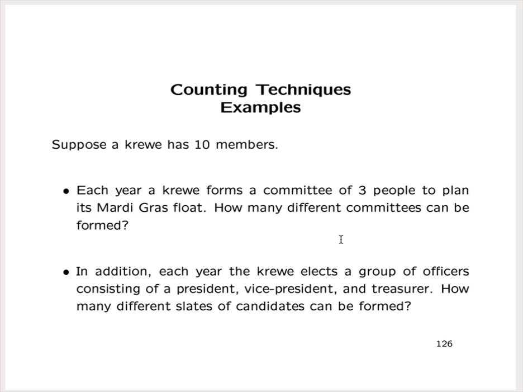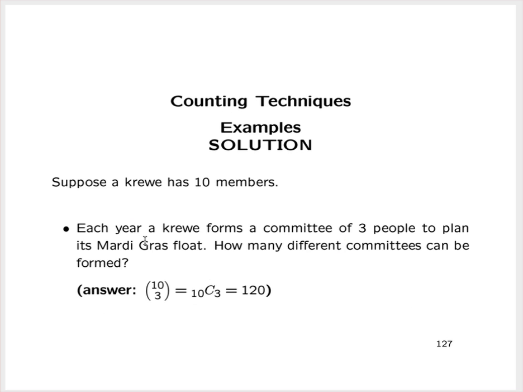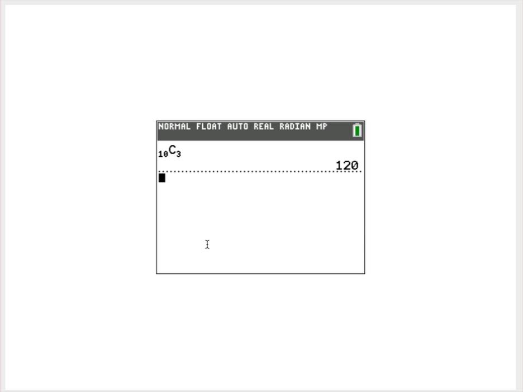They're planning, so the order that they're selected or the order that they're put on the committee does not matter. So the number of ways that we can select 3 people from this larger group of 10 people in order to plan the Mardi Gras float is 10 choose 3, or 120. So there are 120 different ways of forming such a committee. And this just shows the calculation on the TI-84.